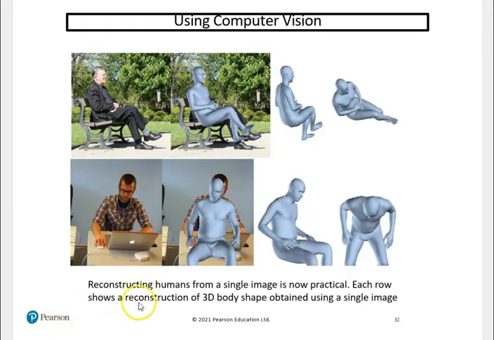For example, this shows that reconstructing humans from a single image is now possible. Each row shows a reconstruction of a 3D body shape using a single image. We feed the network one image, and the network is able to come up with a 3D model for what's in the image.